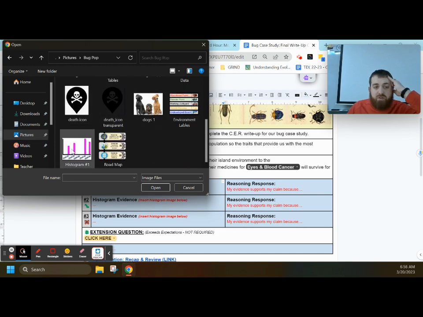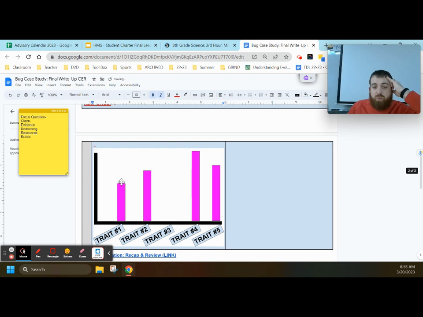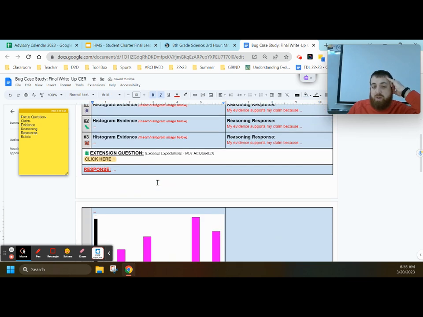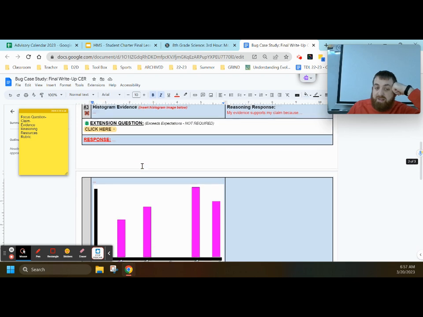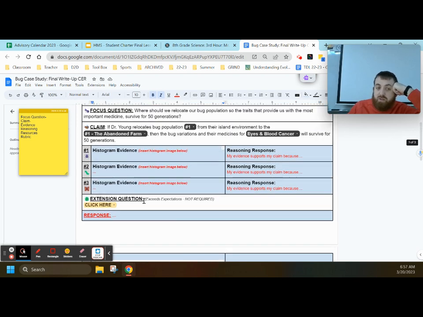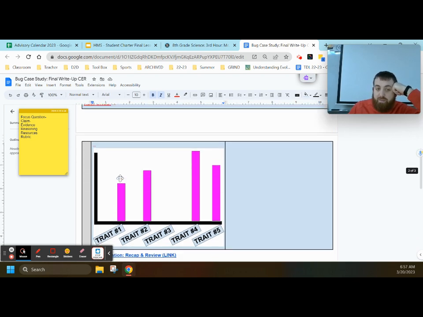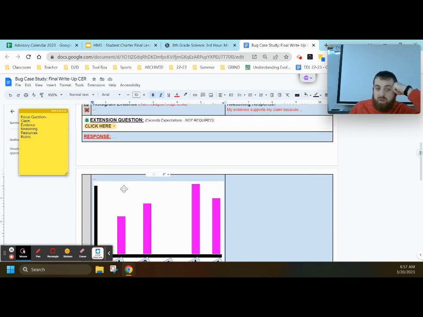Maybe it's a histogram that you have with your prediction of the bug population. Okay. So if this was my prediction, I would see the 2 histograms like we practiced in the write-up prep. And that's going to be one of your pieces of evidence. You'll need 3. Okay. You'll need 3.